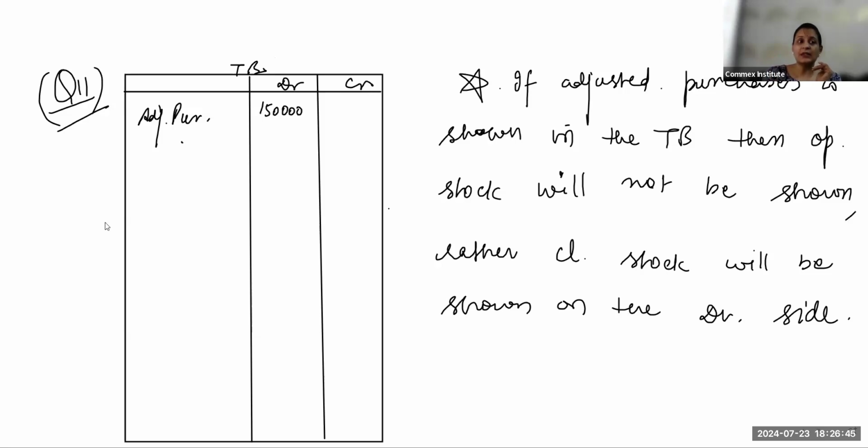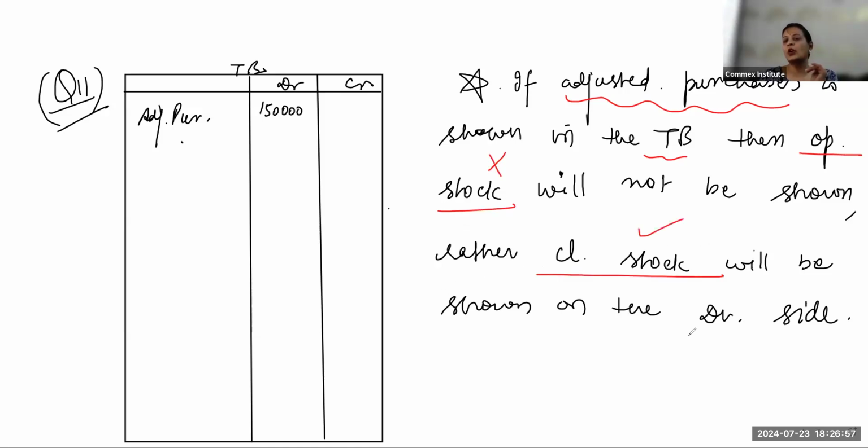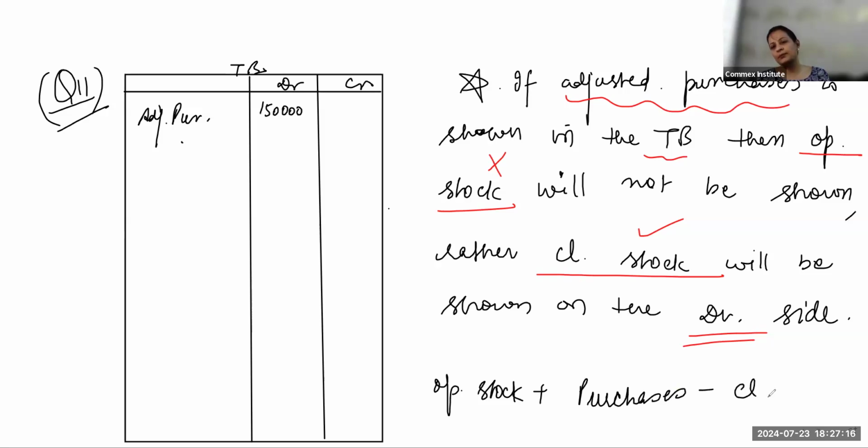But if adjusted purchases is there in the trial balance, of course it will be on the debit side. In that case, opening stock will not be shown. Closing stock will be shown on the debit side. Right? Clear? Yes, ma'am. Ma'am, can you explain exactly what adjusted purchases means? Adjusted purchases is your opening stock plus purchases minus closing stock. Okay, ma'am. Understood.